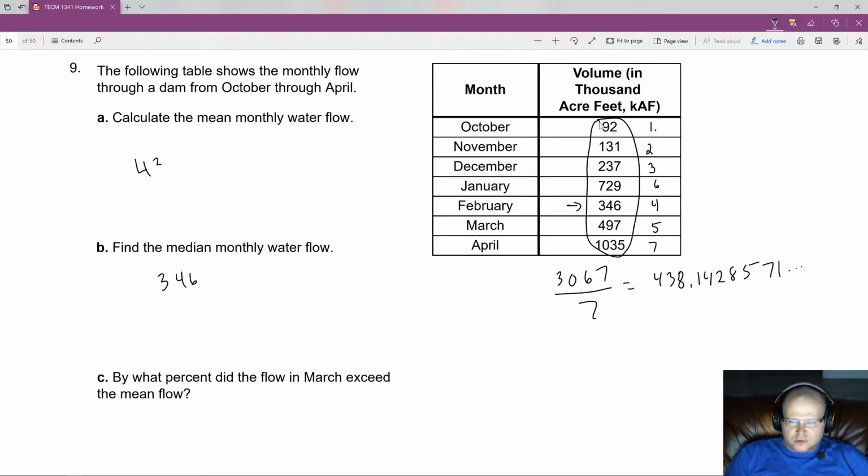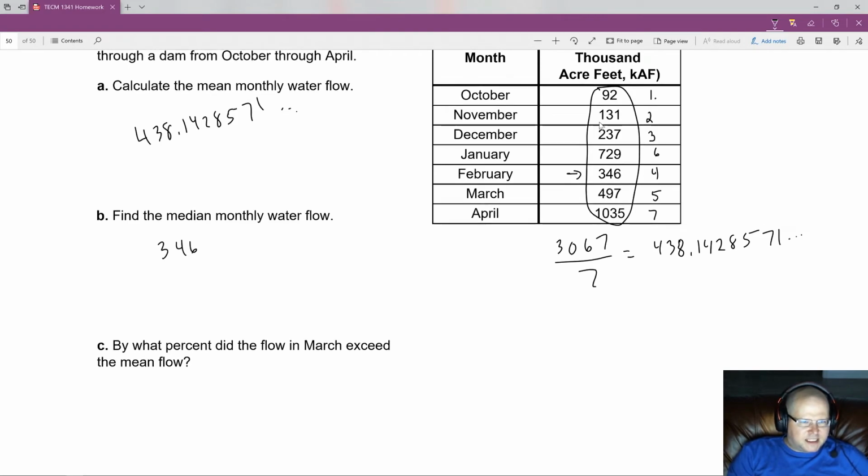And I'll put this 438.142857. You really just have to answer to the precision they want you to. So if they say round to the tenths, you're going to round to the tenths. If they say hundredths, round to the hundredths. If they say round to the whole number, you're going to round to the whole number. Whatever they ask you to do.